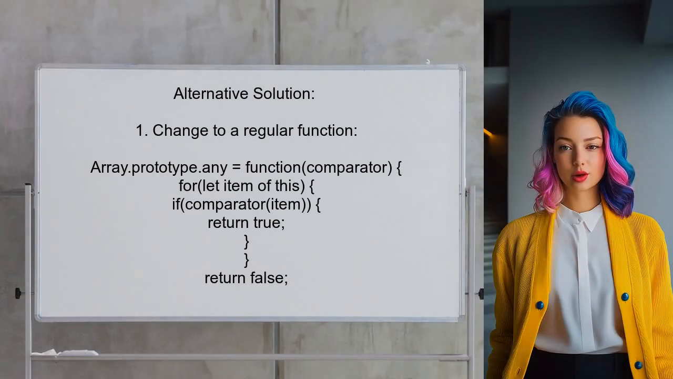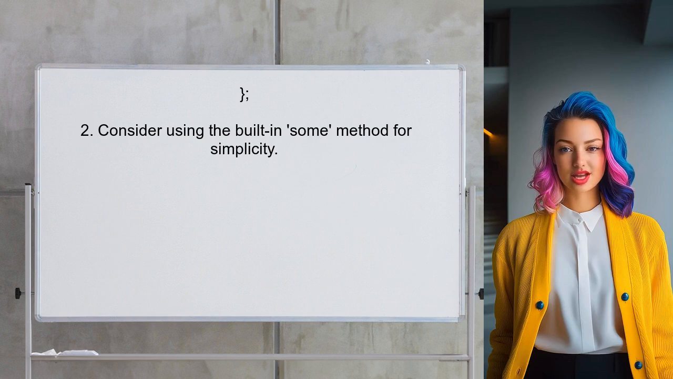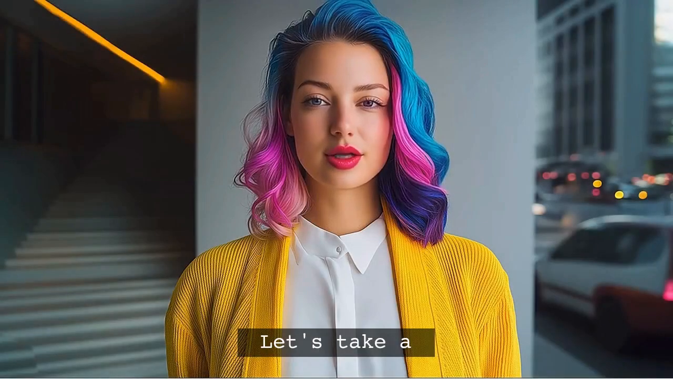An alternative solution provided by another user suggests changing the way the any function is defined. Instead of using an arrow function, they recommend using a regular function declaration. This ensures that this correctly refers to the array being checked. That's it for that answer. Let's take a look at another one.